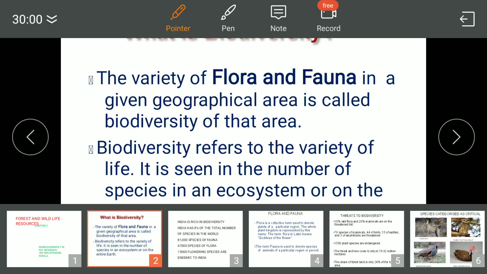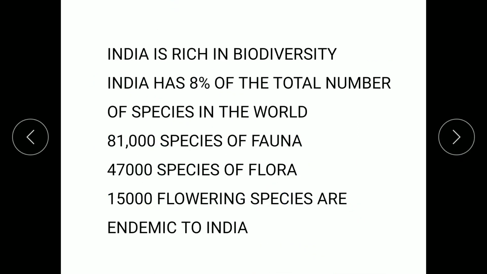Now you see, India is rich in biodiversity, and India has 8% of the total number of species in the world. From the source we know that there are 81,000 species of fauna, 47,000 species of flora, and 150 flowering species are endemic to India. So just imagine, India is the world's richest country in terms of its vast biodiversity.